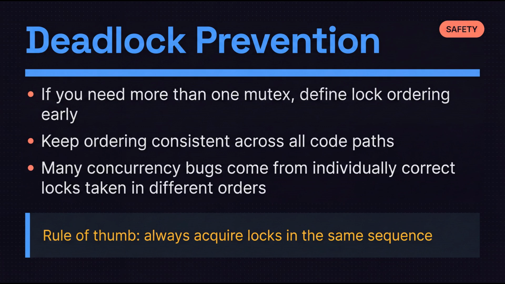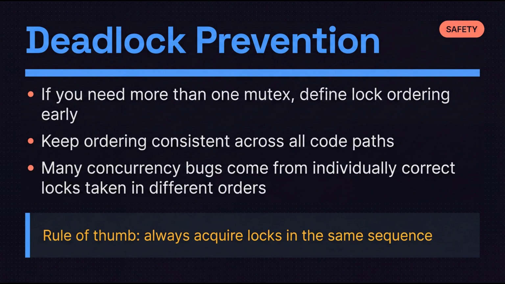Deadlocks happen when two or more threads wait for each other to release locks. The classic scenario: thread A holds lock 1 and waits for lock 2. Thread B holds lock 2 and waits for lock 1. Neither can proceed. The fix is simple in principle.